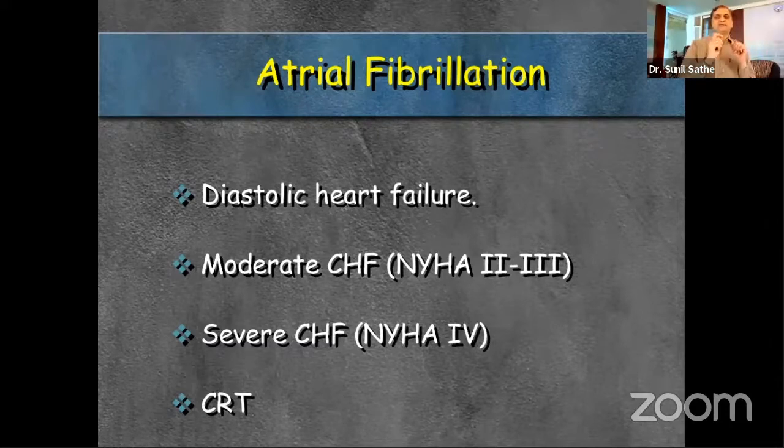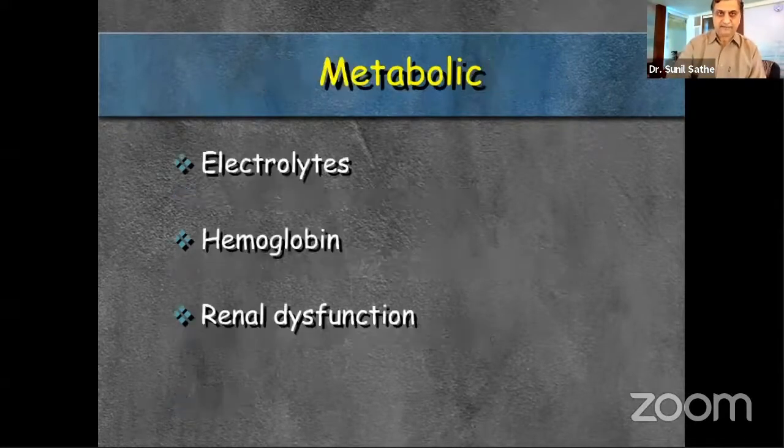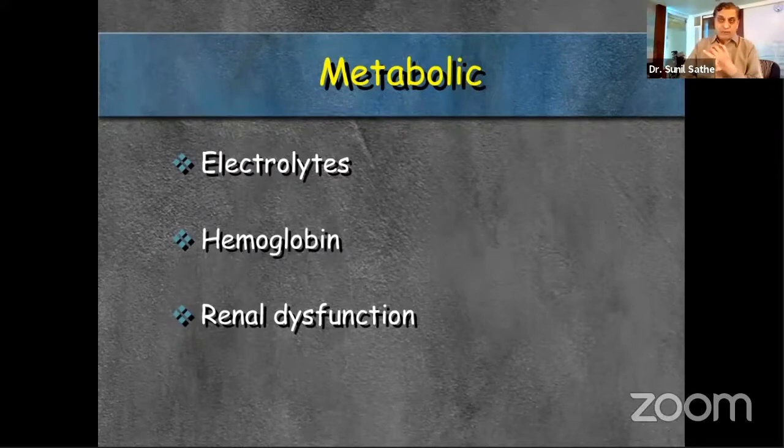And the fourth implication is CRT. When I am contemplating pacemaker therapy for heart failure, I do not want the patient to be in atrial fibrillation because the response of these patients in atrial fibrillation is not good. So atrial fibrillation is the second optimization in rate. Next, metabolic: I want electrolytes to be normal, especially potassium and sodium, both. No hyponatremia, no hyperkalemia, no hypokalemia.